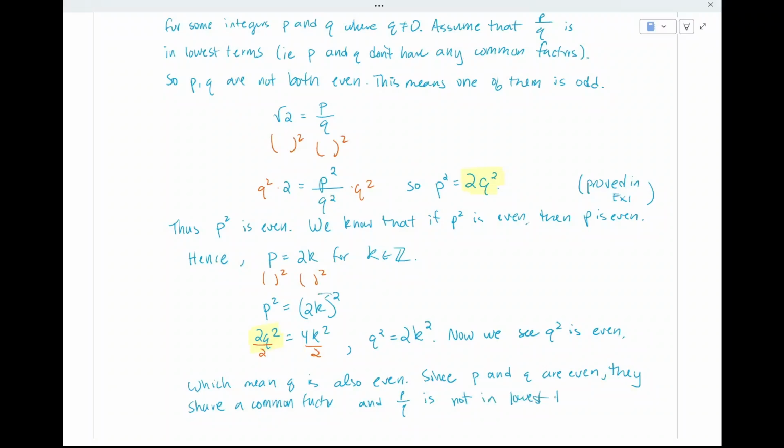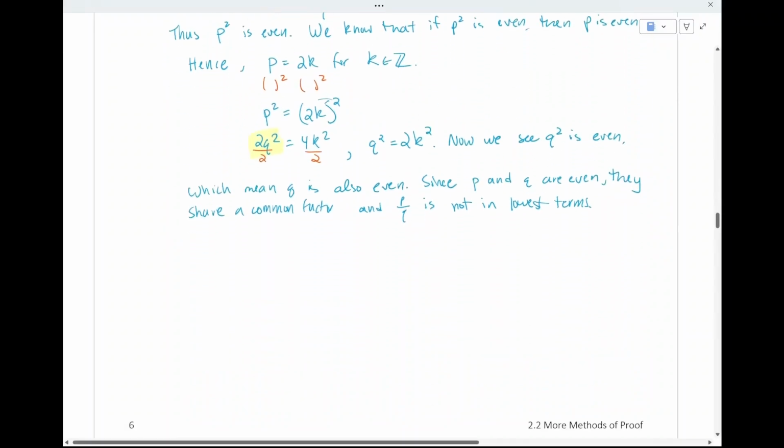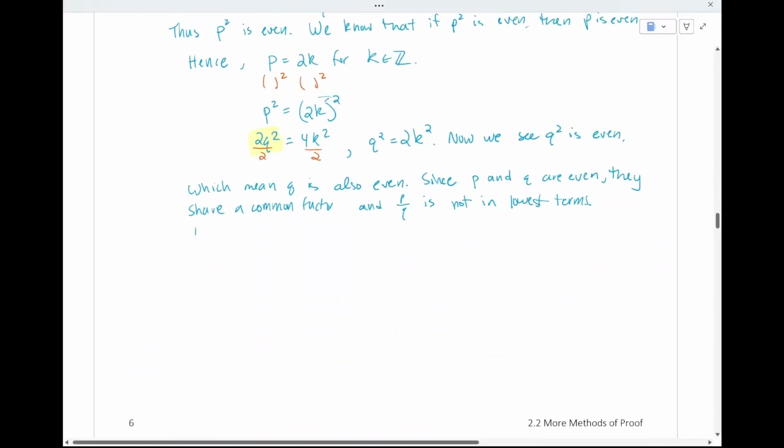And that's our contradiction. We said that we could write the square root of 2 as a rational number in lowest terms. This is a contradiction. Thus, square root of 2 is not rational. And that is the end of my proof, ending it with a tombstone.